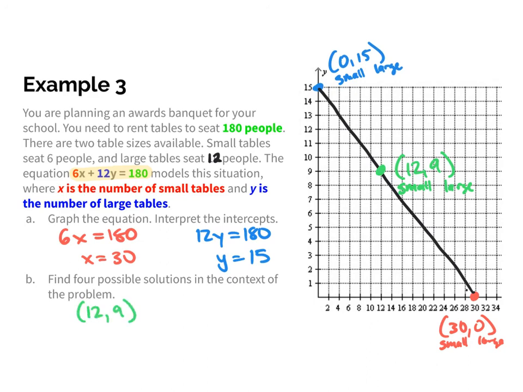Real quick, what I would like for you to do is pause the video. I found one of them for you. Can you find 3 other values that would satisfy this problem? And here are some samples: (6, 12), (25, 2), and (26, 2).